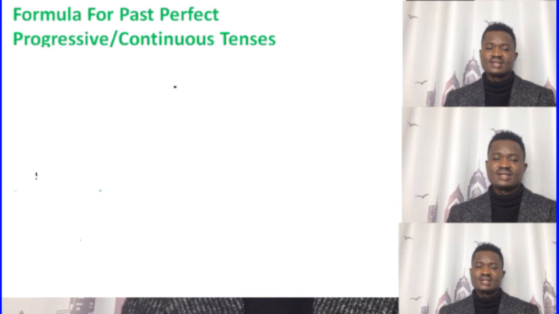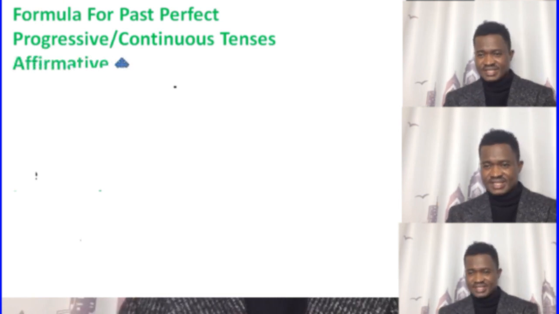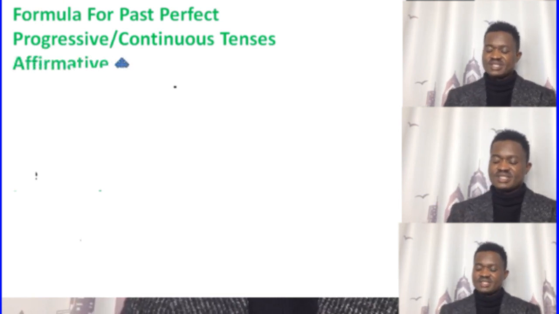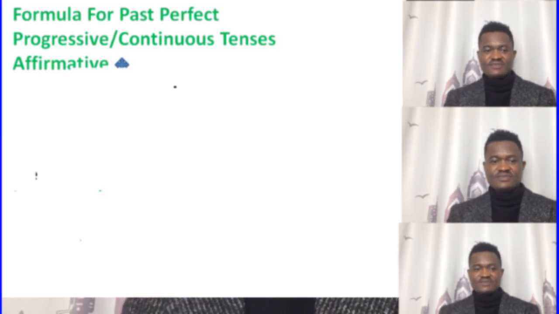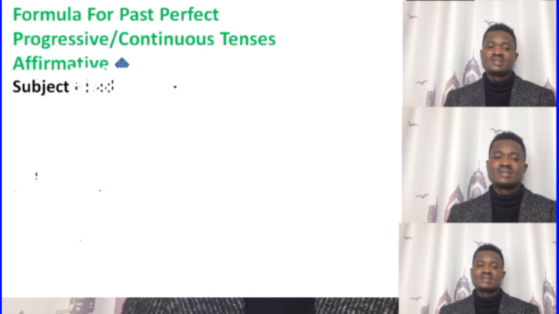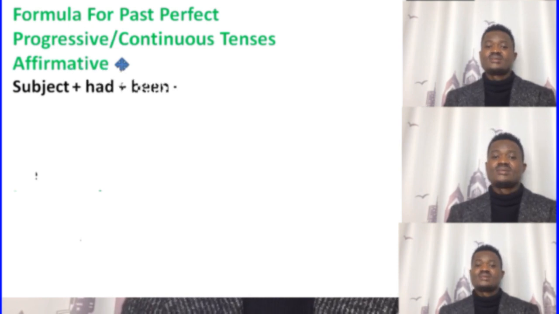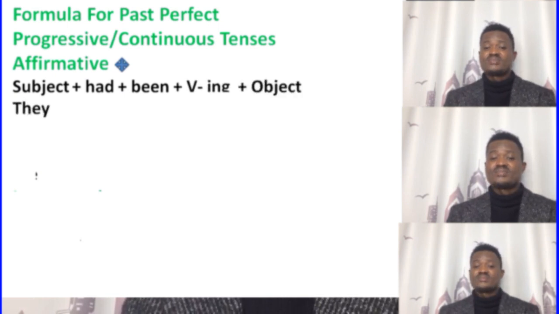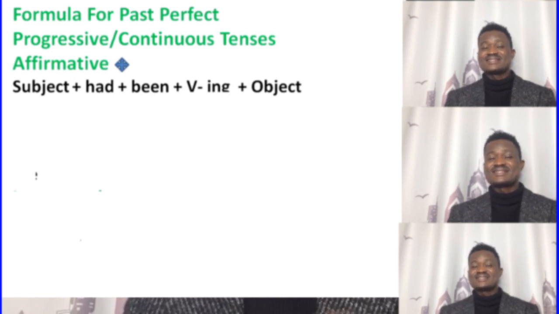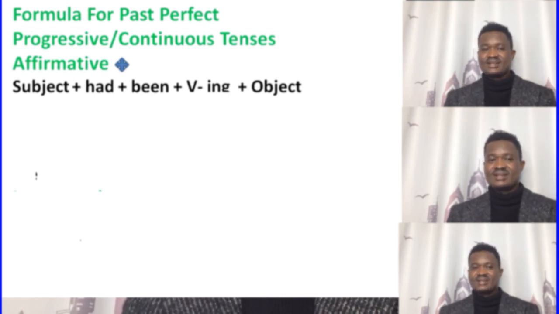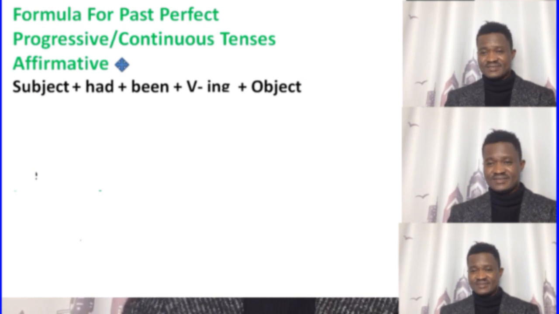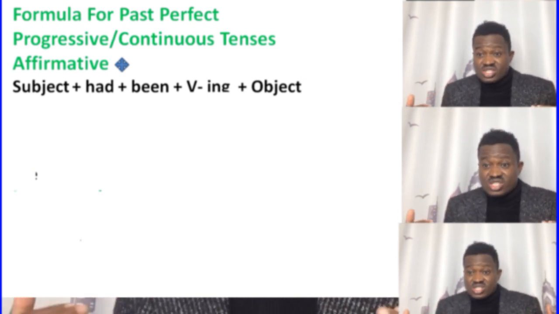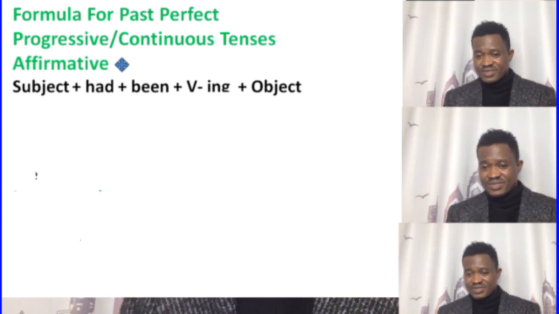Formula for past perfect continuous tense. All right, let's go. Affirmative. When we talk about the affirmative form, that is a positive form. In the affirmative form, it's subject plus had plus been plus verb-ing plus object. This is the simple formula for past perfect progressive. When I talk about the formula, I'm talking about the structure of past perfect progressive.